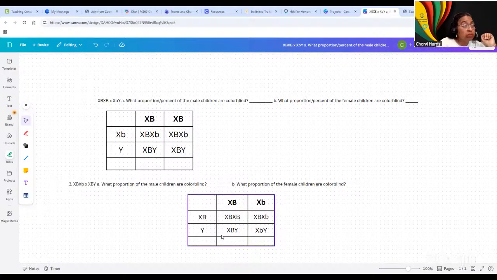This one has normal vision because it's got a capital B. This one is going to be colorblind because there is nothing to hide that recessive gene. This female at least has a capital B to hide that recessive gene, so we won't see color blindness. This one has nothing to hide that recessive gene, so they will be colorblind. All right, everybody get that?